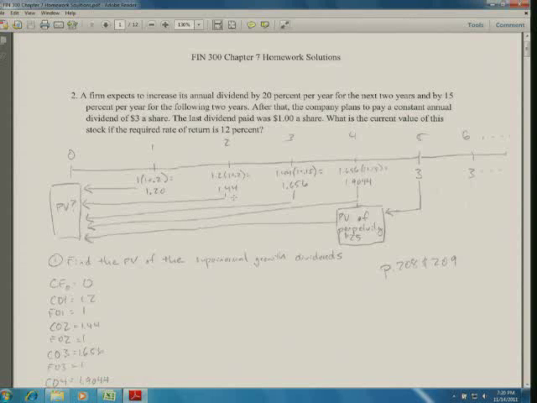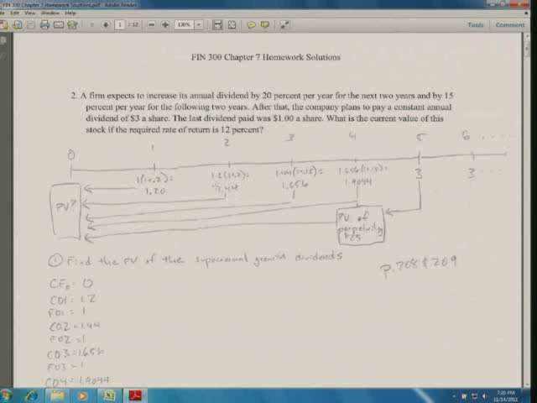Right? After that, after the next 2 years, things change on us. The problem says that it's going to increase its annual dividend by 20% per year for the next 2 years and by 15% per year for the following 2 years. So after it grows by 20% for 2 years, now it's going to grow by 15%. So we're going to play the same game to find the dividends. It's just we're changing our growth rate is the only difference.